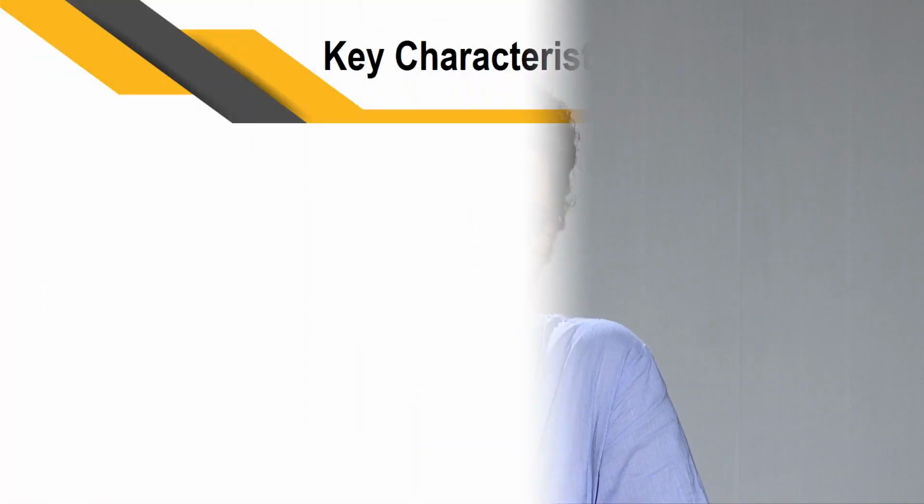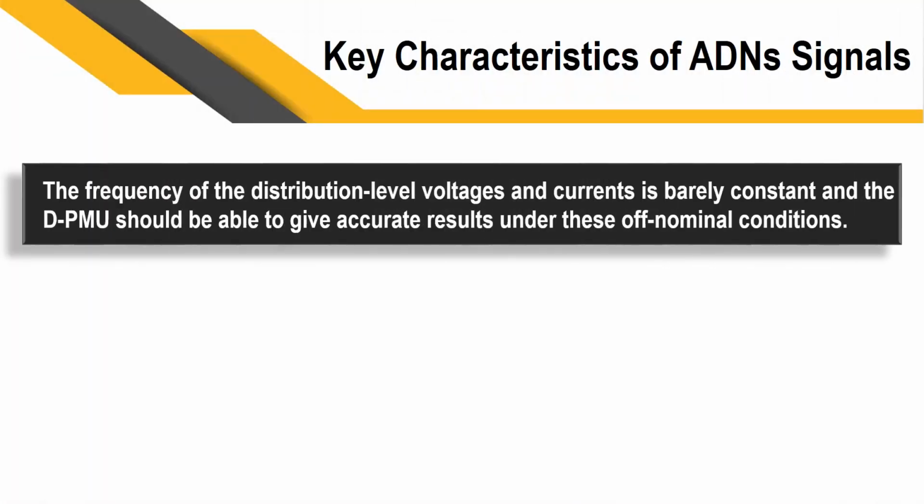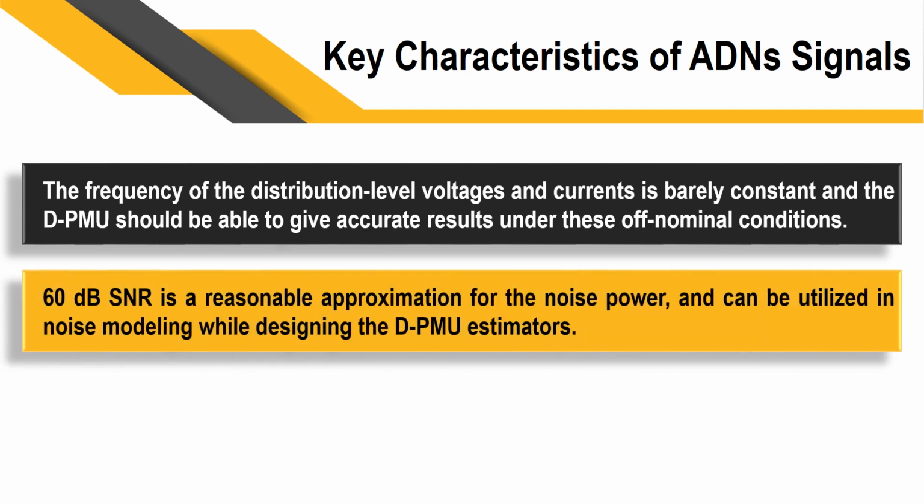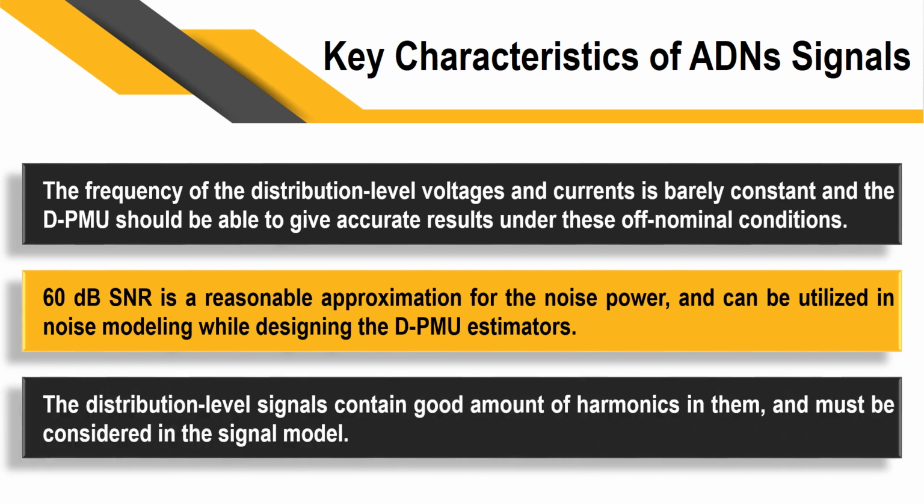So apart from that, based on some other characteristic analysis of distribution level signals, we could summarize the following key characteristics. One was that, of course, the frequency at the distribution level, of voltages or currents, is barely constant. It is always fluctuating within a certain band of range. Next, we have to consider noise when we are modeling the signal, and 60 dB noise is considered to be a good approximation. Next, we have to consider the harmonics which might be present in the signal at a distribution level.